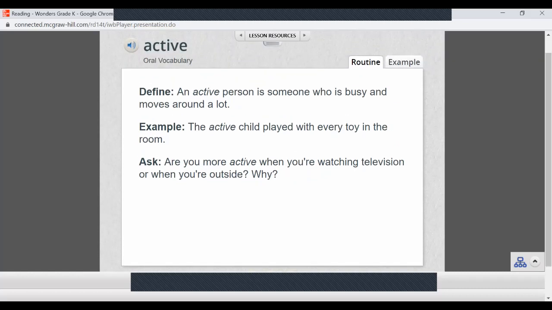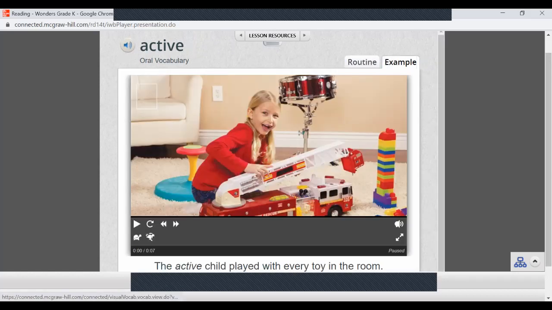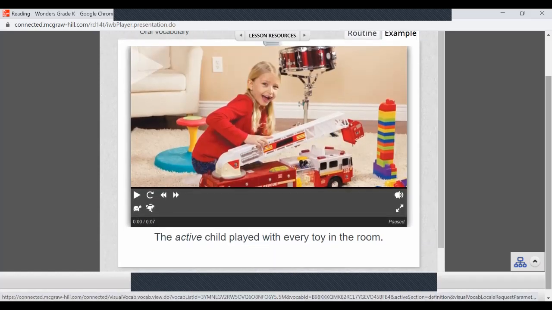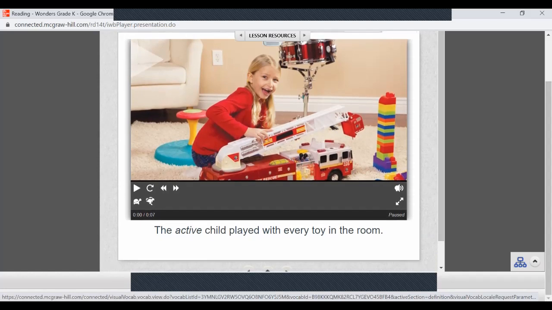Active. Can you say active? An active person is someone who is busy and moves around a lot. The active child played with every toy in the room.